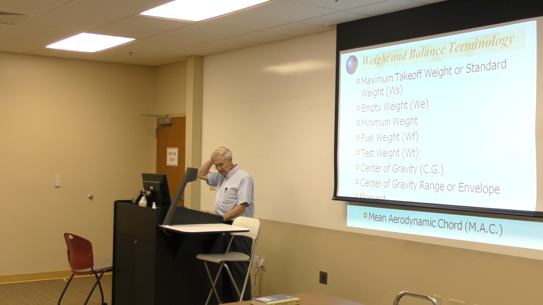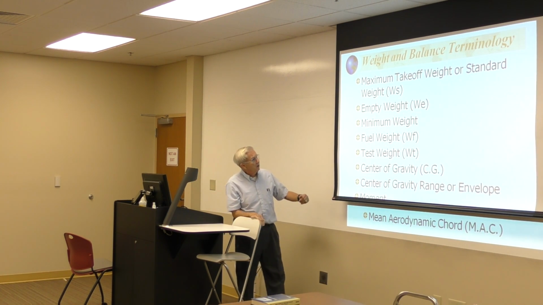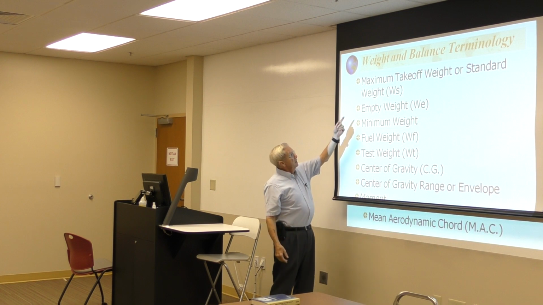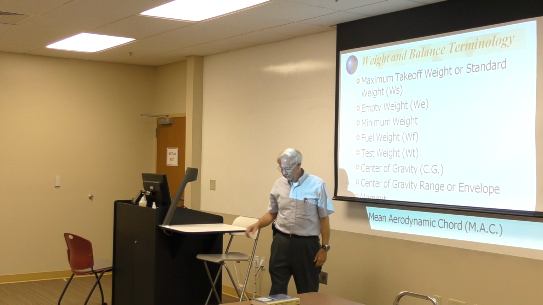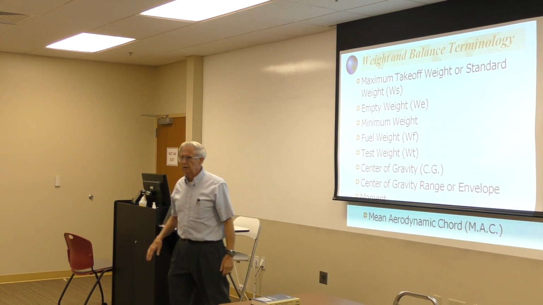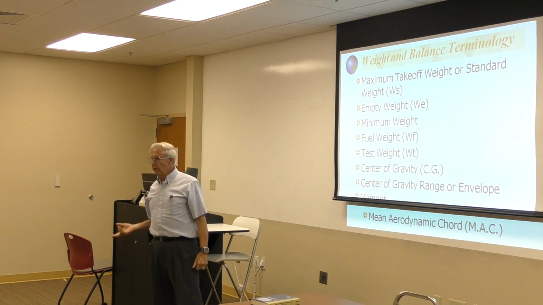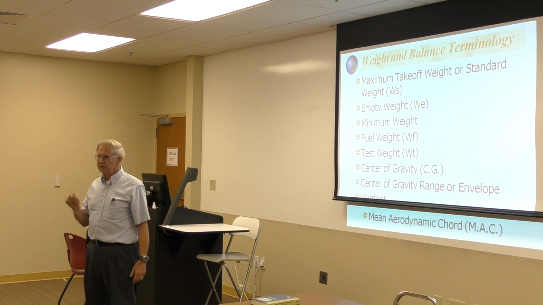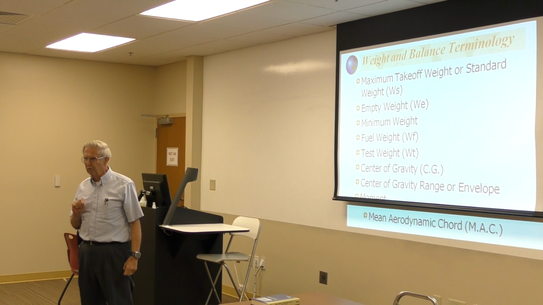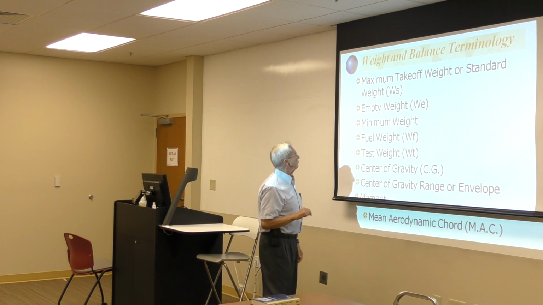Okay, weight and balance, I'm not going to spend a lot of time on it, on all of these things. Things that are important to us on this: maximum takeoff weight or standard weight, and its abbreviation is W sub S. That's what we're going to correct everything to. For the Piper Cherokee 6, it's 3,400 pounds. That's the standard weight, okay? W sub S for the Cherokee 6 is 3,400 pounds.